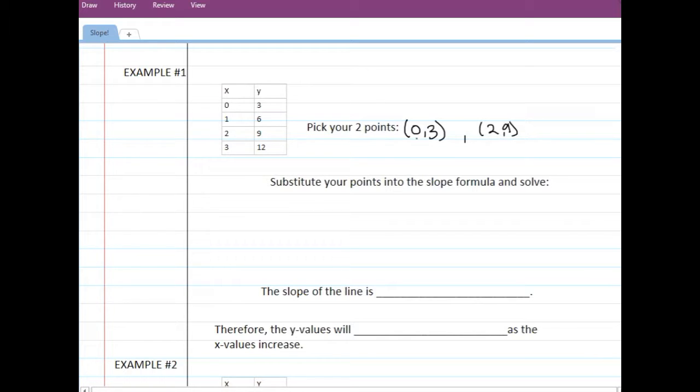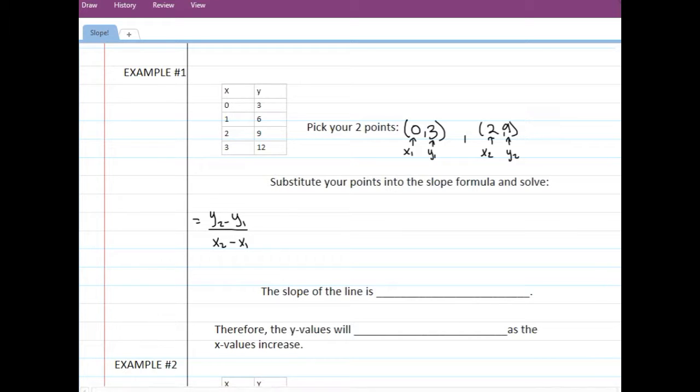Since 0, 3 is the first coordinate and 0 is the x value, we're going to name 0 x1 and 3 is going to be y1. And for 2, 9, since it's the second coordinate, we're going to label 2 as x2 and 9 as y2. So with those 2 coordinates, you're going to substitute the points into your formula that we just wrote down. Okay, let's recall that formula. It is y2 minus y1 over x2 minus x1.